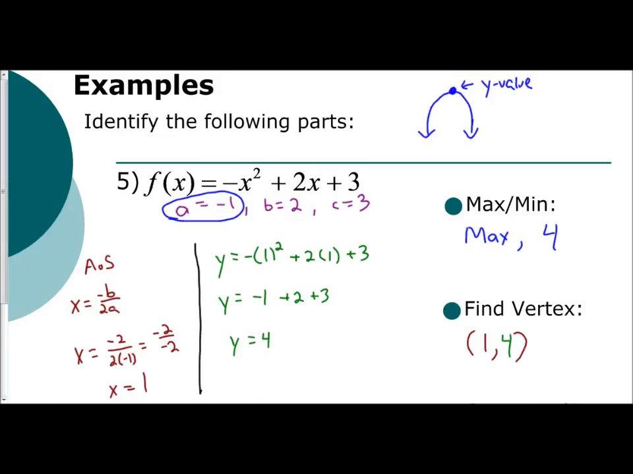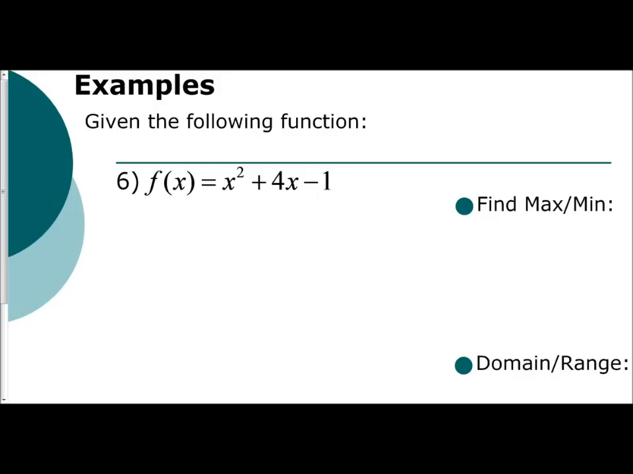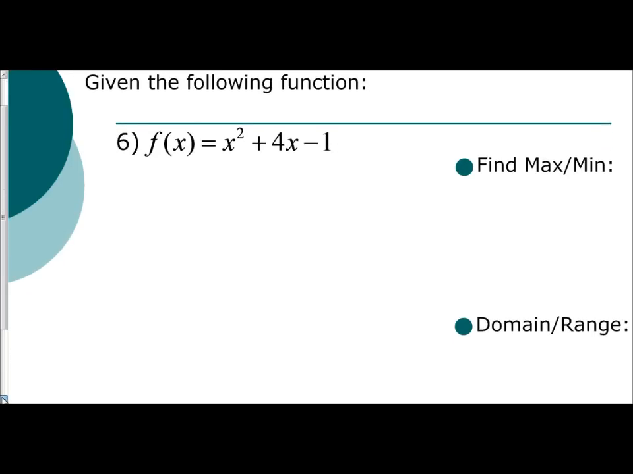So let's try example number 6. It's along the same lines. Given the following function, f of x equals x squared plus 4x minus 1, we are asked to find the maximum or minimum value, and then we are asked to state the domain and range. So that's a little bit different. So let's try it out.